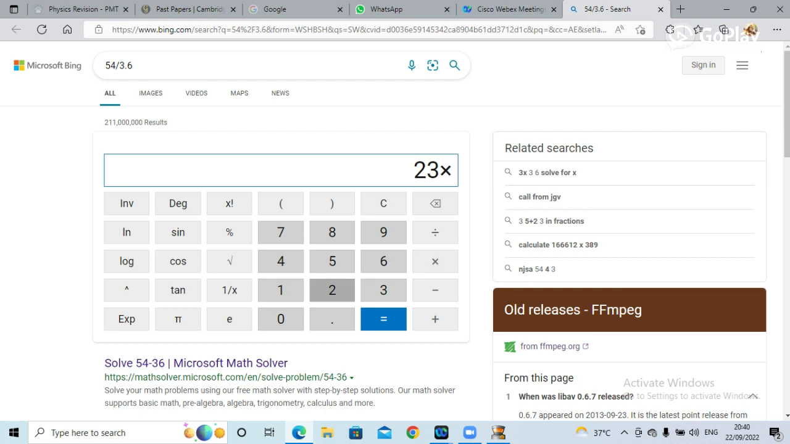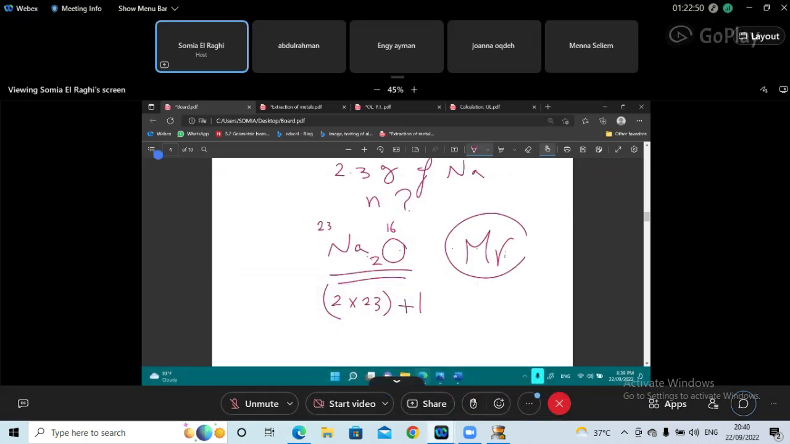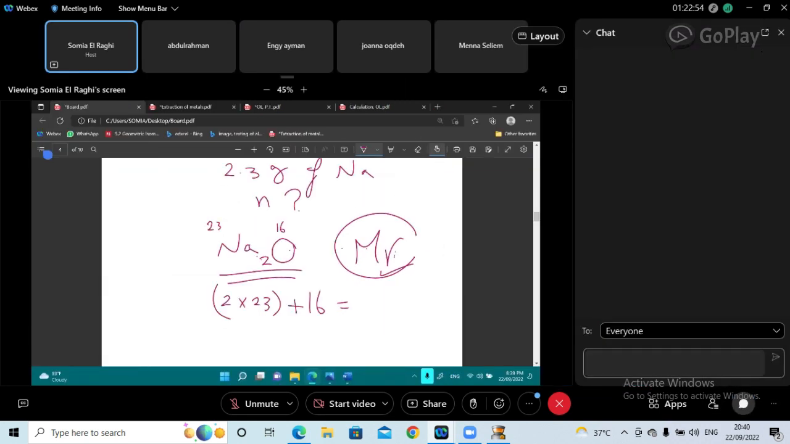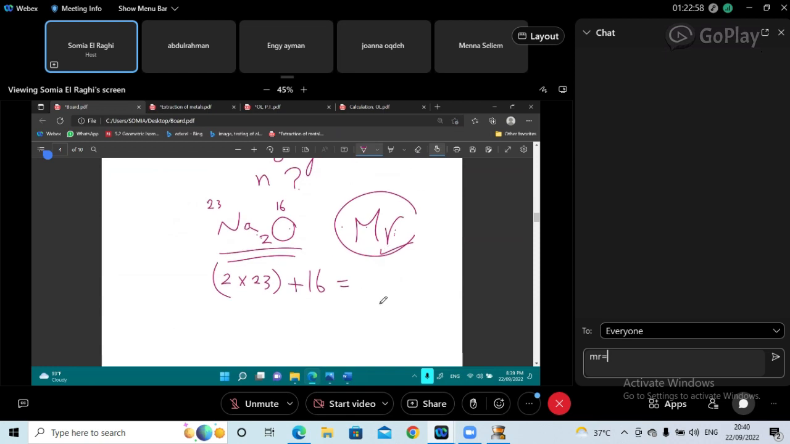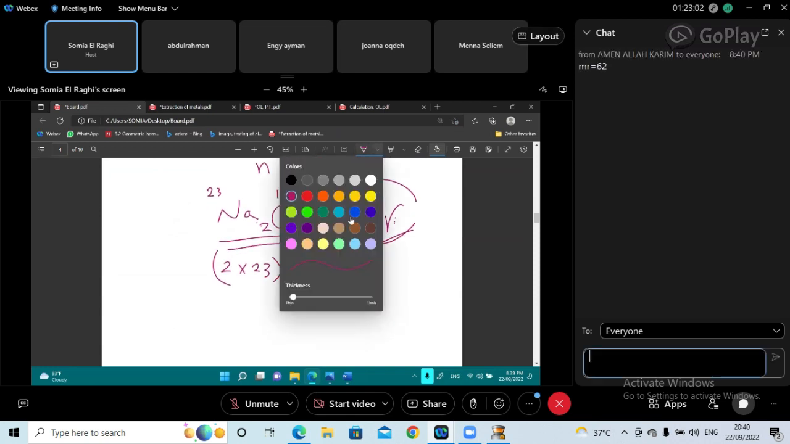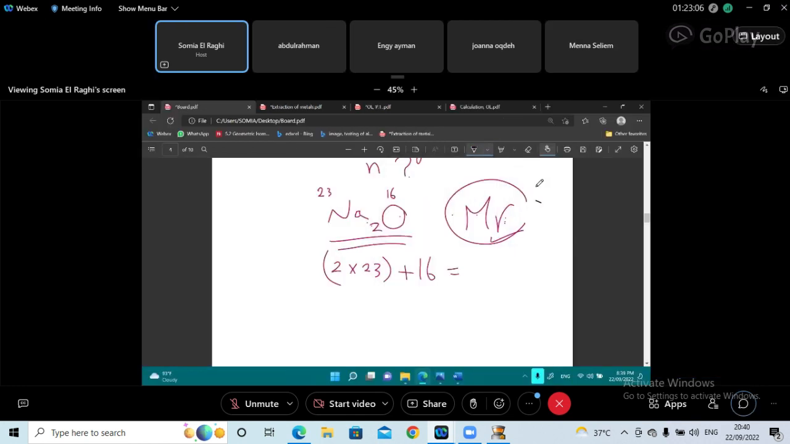23. So to find the MR, I have 2 sodium atoms, 2 times 23, plus oxygen 16. That's it. What is this value called? MR, molar mass. All right? We will practice together now how to find the MR for a different compound. Once you calculate this value, what is it?